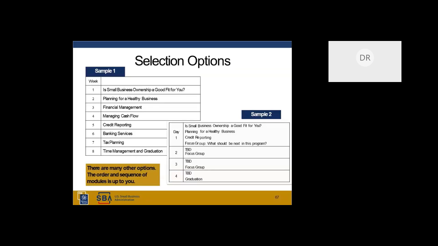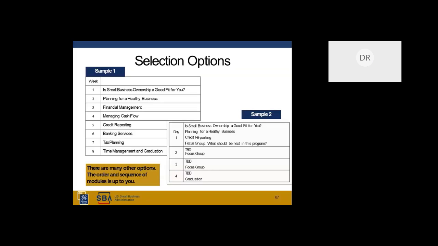Other financial institutions and organizations may prefer to offer combinations of this, such as a full-day program or Saturdays once or twice per month, allowing them to combine 2 or more modules. So again, some flexibility there. In sample number 2 on your screen, note that the topics for day 2, 3, and 4 are not set. This allows you to custom design a program based on focus group feedback and from questions that the small business owners ask. So again, you're letting the audience dictate the path you want to take, which could also be a good approach for you.